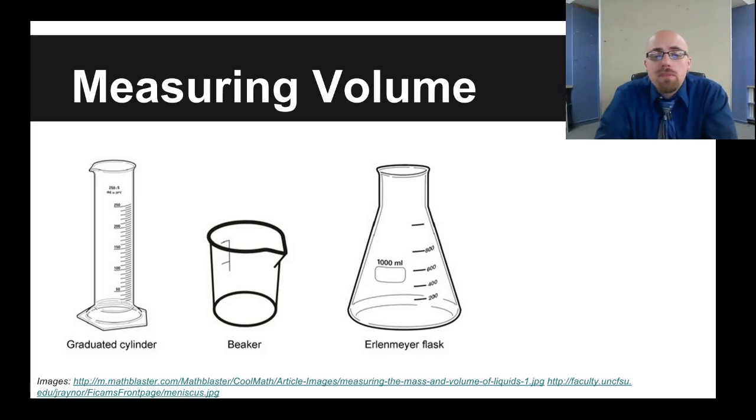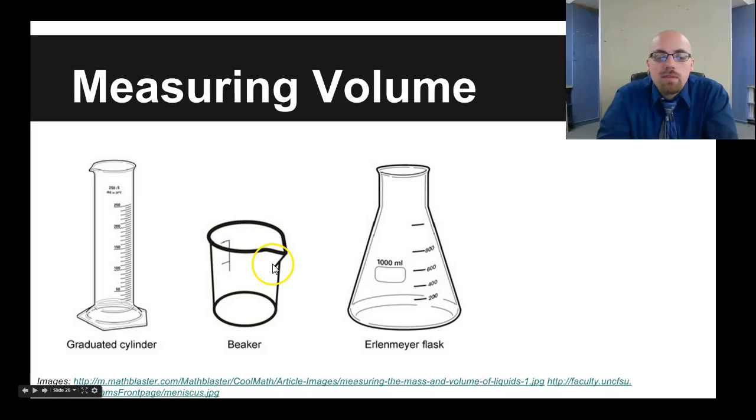And volume can be a little bit tricky to measure because there are three big things that we'll be using pretty often in this class, three types of glassware. There are graduated cylinders, beakers, and Erlenmeyer flasks. Now notice these are all shaped differently, and that's because these three types of glassware all have different functions.